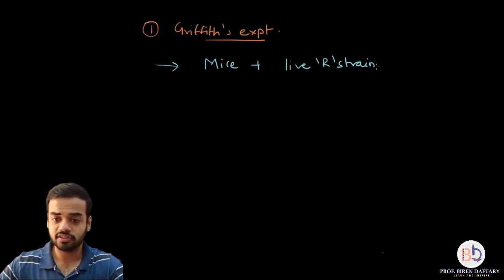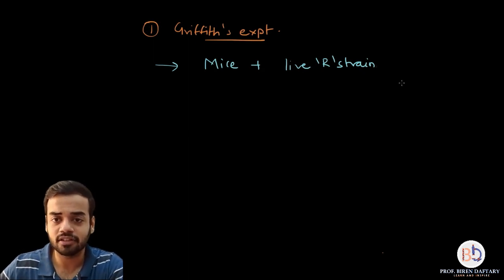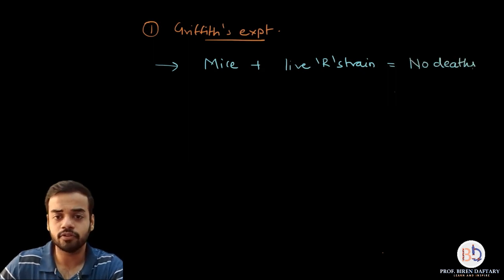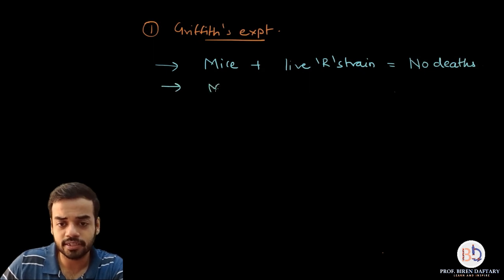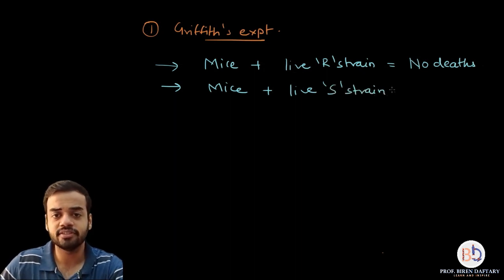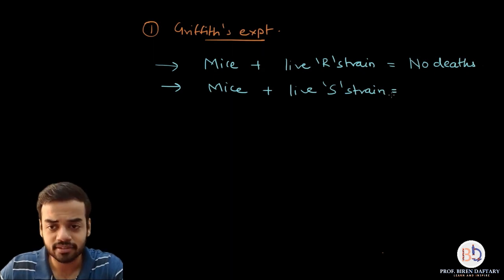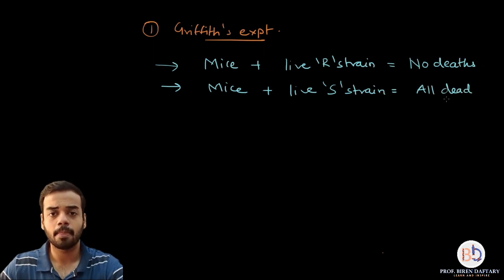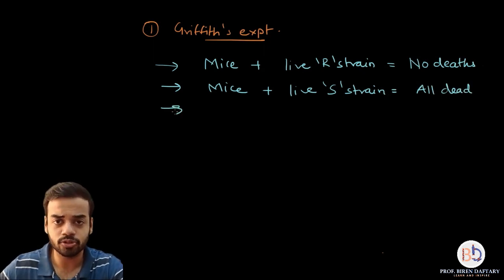So the first step was when mice were injected with live R strain, what happened? All of them obviously survived. So no deaths. First step. Second step, mice injected with live S strain, correct? And what happened to them? Since S strain is virulent, it killed all the mice. So all the mice are dead, correct, because it caused pneumonia in them.